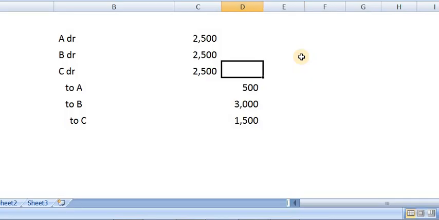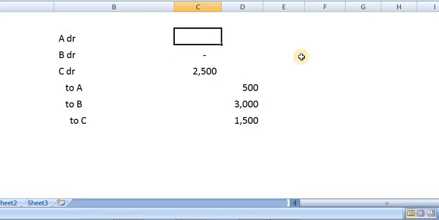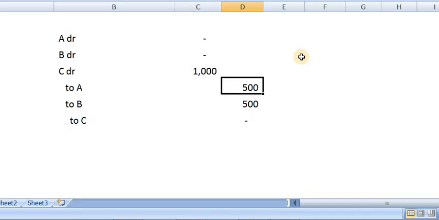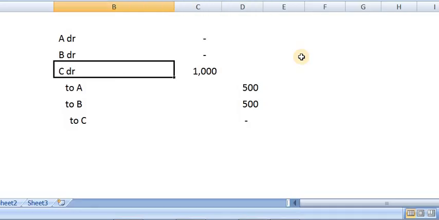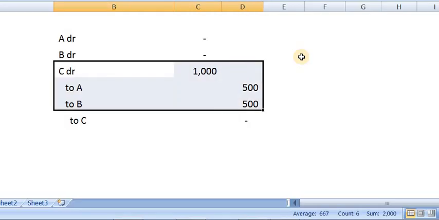Now, B, debit 2,500, credit 3,000. So debit nothing, and credit 500. Now, debit 2,500, credit 1,500. That means debit 1,000. Now you got the entry. Did you understand this? This is the final entry. C debtor to A to B.